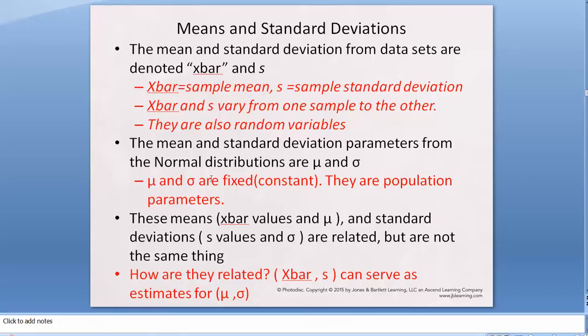Now the sample mean and sample standard deviation, and the population mean and population standard deviation, are connected. The connection is that you can estimate the unknown mean and the unknown standard deviation by a sample mean and a sample standard deviation. That is the very important connection. x bar and s serve as estimates for mu and sigma. In fact, we will be using this idea over and over in time to come. Okay, all right, so let's go to the next one.